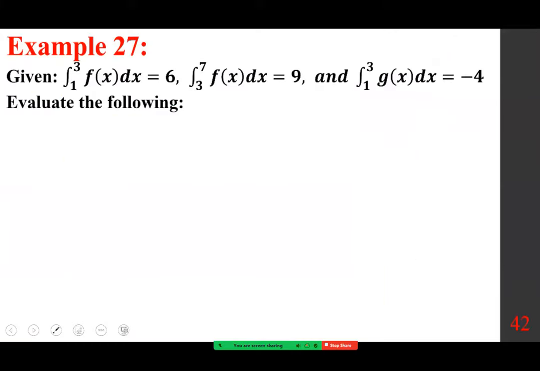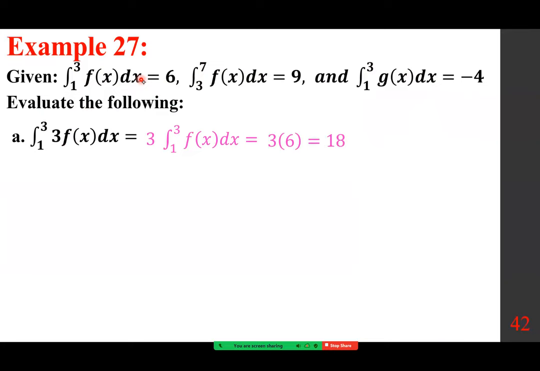All right, now we know that the integral of f of x dx from 1 to 3 is given as 6, from 3 to 7 is 9, and the integral of g of x from 1 to 3 is negative 4. We want to evaluate the following. The first one is 3 times the integral from 1 to 3, so just multiply this one by 3, and you get 18. Pretty straightforward. Just multiply it by 3, and there you have it, everybody.